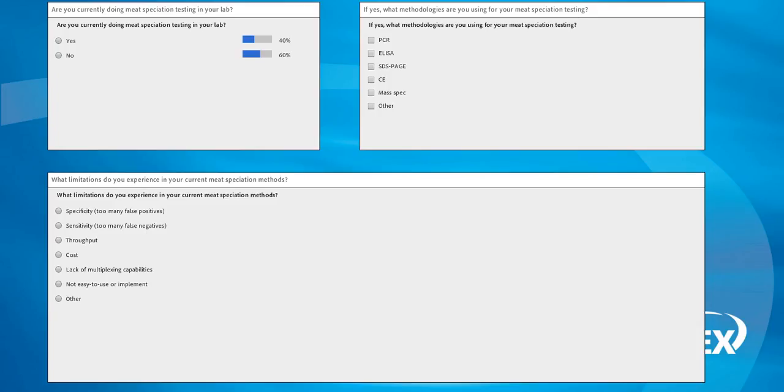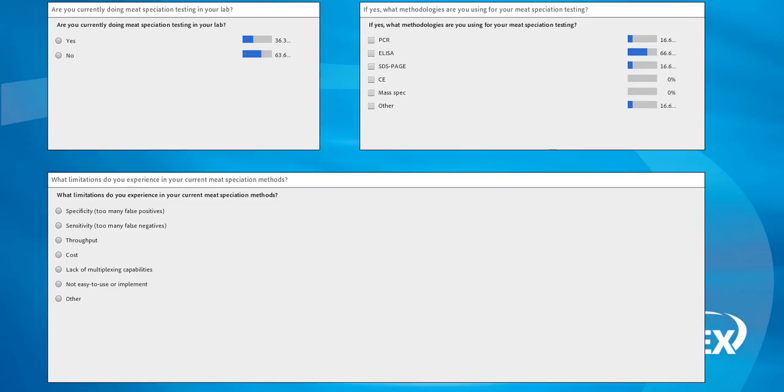If yes, which methodologies are you using for meat speciation testing? PCR, ELISA, SDS-PAGE, CE, mass spec, or other? And it seems that 75% of people are using ELISA, or certainly a high proportion as we see the results come in. So yeah, a high proportion of people are using ELISA for doing the testing. Nobody using mass spectrometry at the moment.